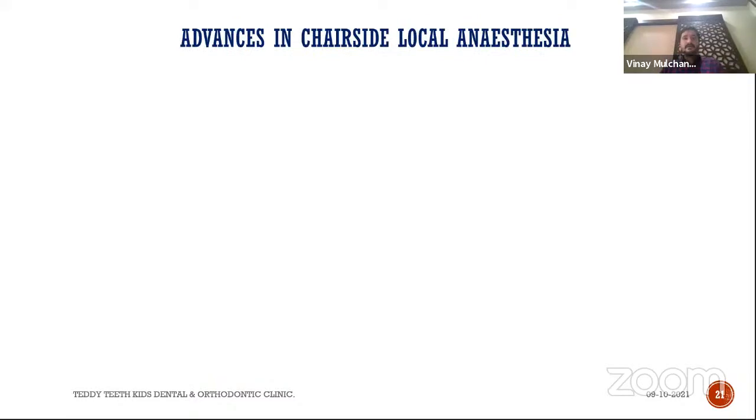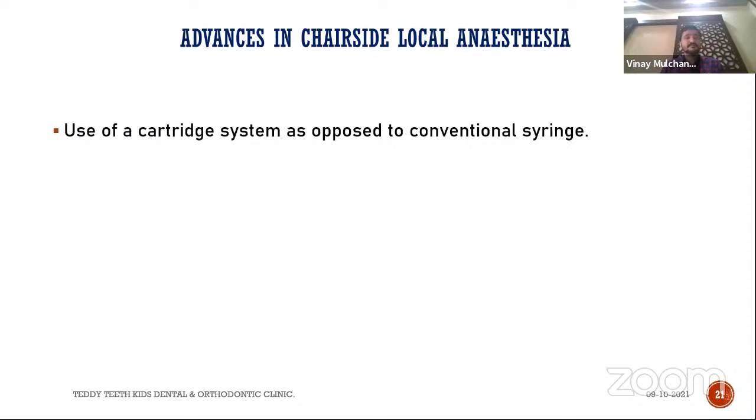The next topic that I'll talk about is the changes and the advances that have taken place in chairside local anesthesia. Again, this is a very crucial step in pain management for a child. Besides nitrous oxide, which is one tool we use for pain management, in local anesthesia per se, we use a cartridge system as opposed to the conventional syringe. I'll be talking about those changes.